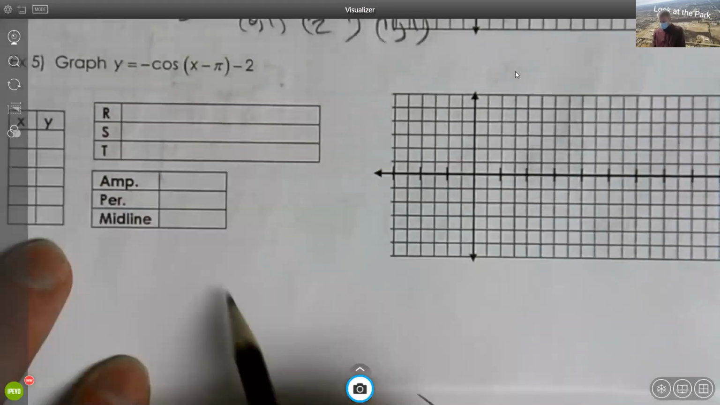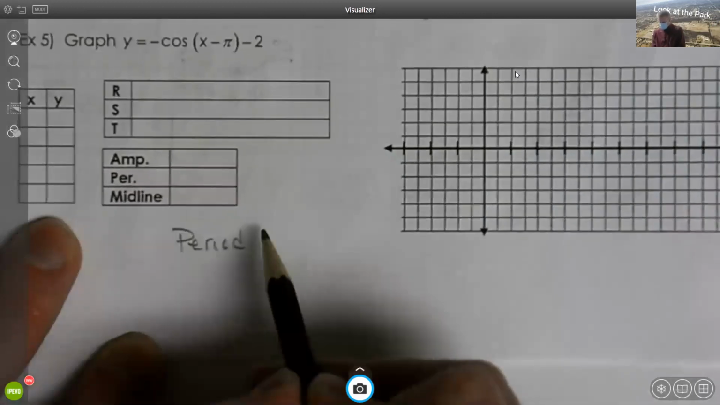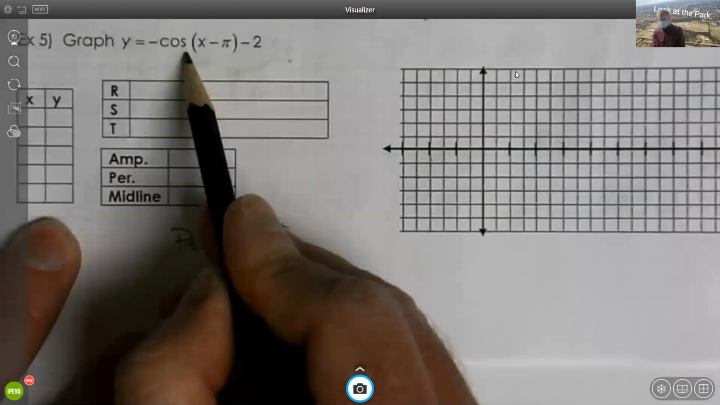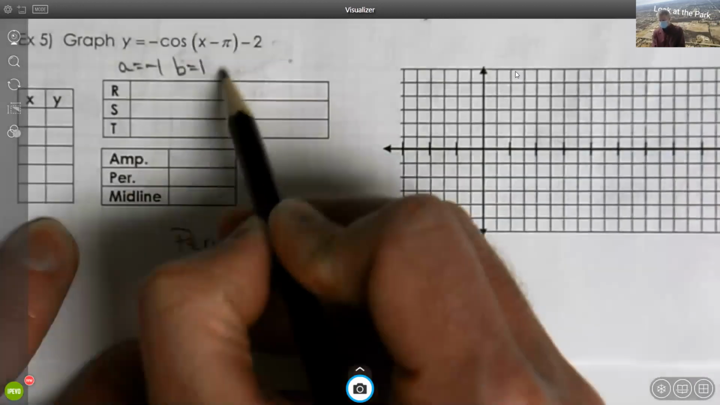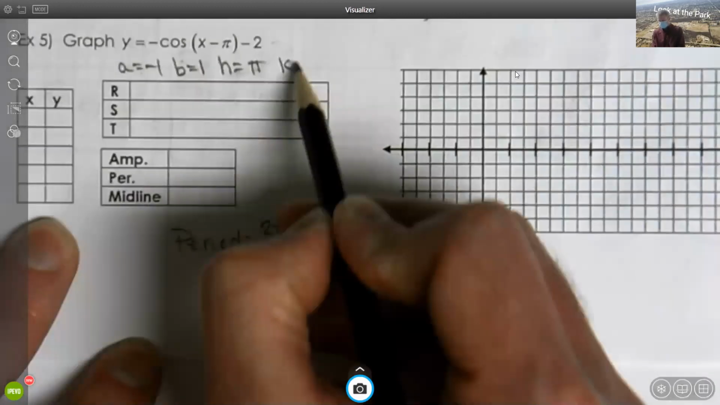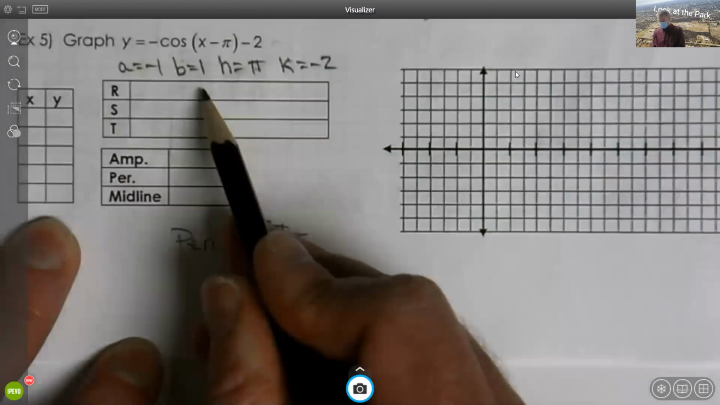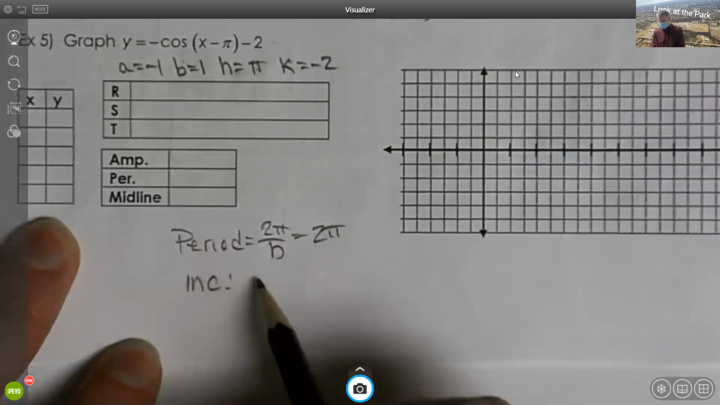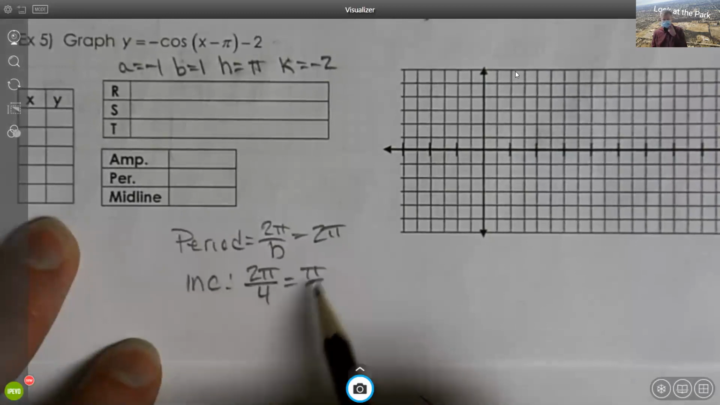We calculate the period. Let's do that down here. Period equals 2 pi divided by b. The a value is -1. The b value is 1. The h value is pi. The k value is -2. So the b value we said was 1, so it's 2 pi. That means the increment, which is going to be the period divided by 4, is going to be pi over 2.